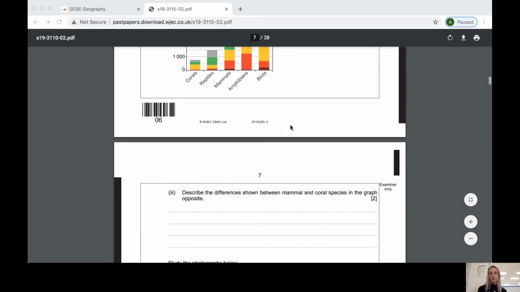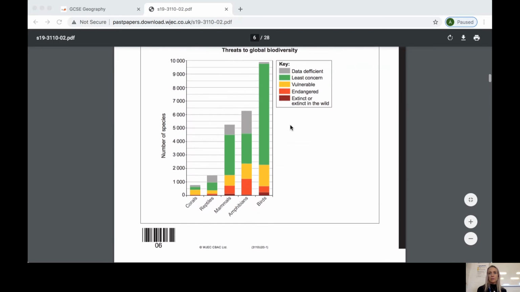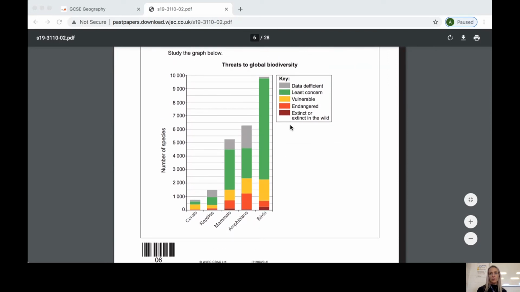So describe the differences. You can see that there's more mammals than coral species that are threatened. So you could give figures. There's 5,250 mammals, but only 750 corals that are threatened. So use some figures and compare. Remember, the question is describe differences. So you're only going to get the 2 marks if you compare something. You've got to say something is high, something is low, and compare.